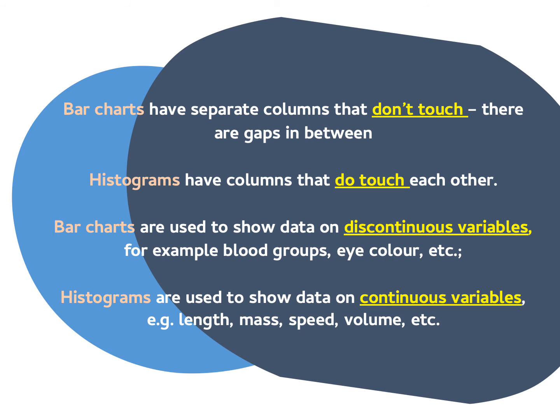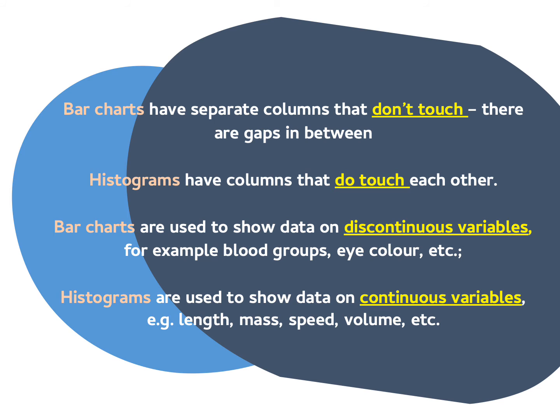Now, I would like to teach all of you how to differentiate between a bar chart and a histogram. Most of the time, the IGCSE biology paper requires you to draw the bar chart, but I can see some of you are drawing a histogram in the exam paper. So, what is the difference between a bar chart and a histogram? For your information, a bar chart has separate columns that do not touch. There is a gap in between each bar.